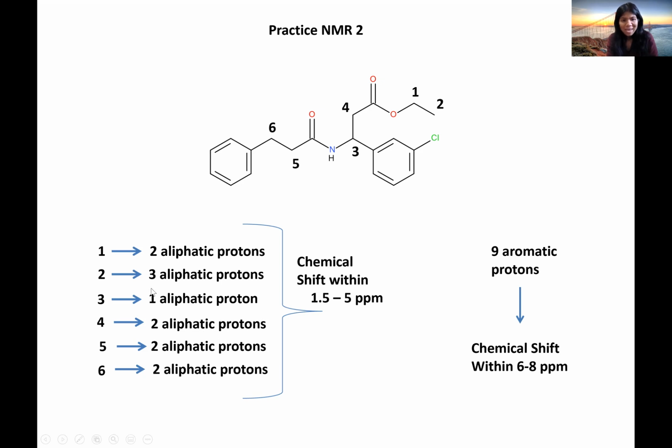So we would expect an NMR signal for 2 protons and another signal for 3 protons, another signal for one proton, another signal for two protons, another for two protons, and another for two protons. All these signals will have chemical shift values within 1.5 to 5 ppm. Okay, and let's count the total number of aromatic protons. 1, 2, 3, 4, 5, 6, 7, 8, 9. So there are a total of 9 aromatic protons. So you would expect a signal corresponding to 9 protons, which will have a chemical shift value within 6 to 8 ppm. Okay, now let's look at the NMR.